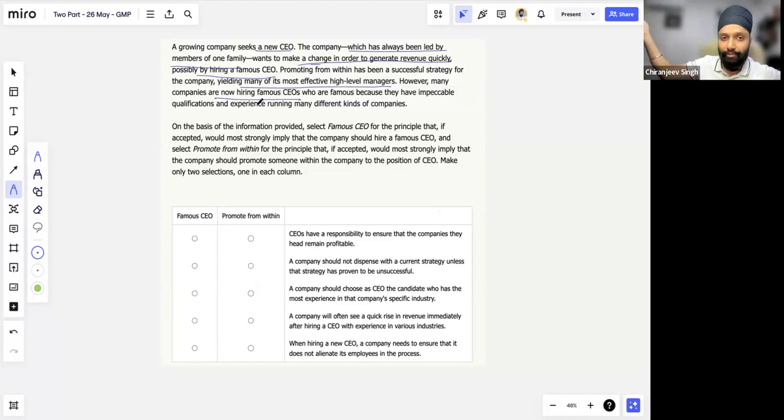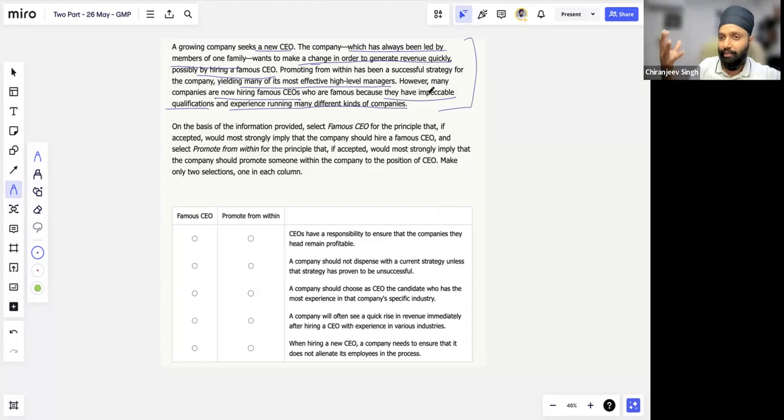Many others are hiring famous CEOs these days, who are famous because they have impeccable qualifications, really perfect qualifications and experience running many different kinds of companies. So this is what many companies are doing: hiring famous CEOs. So this is what we are given.